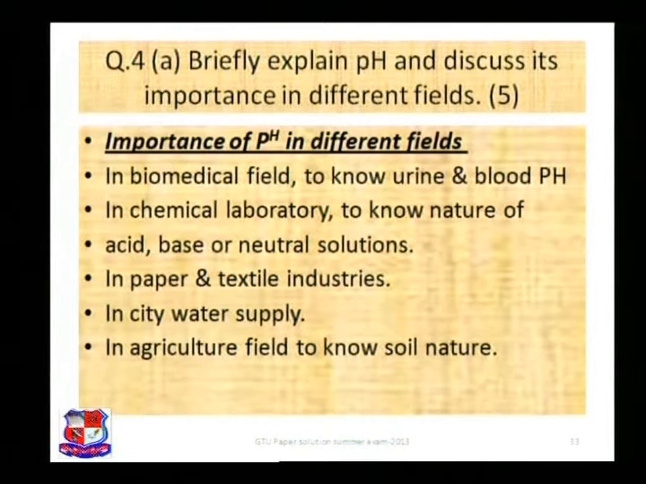So the importance of the pH is very wide. You can see here in routine life in the biomedical field, blood and urine pH plays a very important role. In chemical laboratories especially, you can find out what the solution pH is, whether it is acid, base or neutral. In paper and textile industries, in city water supply, in agriculture field to know the soil nature. So these are the various applications of the pH in the different fields. So this justifies our 5 marks.